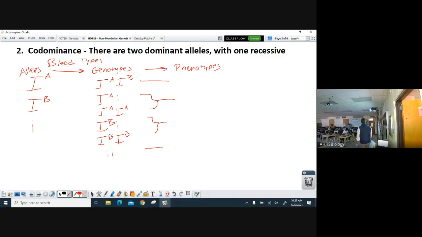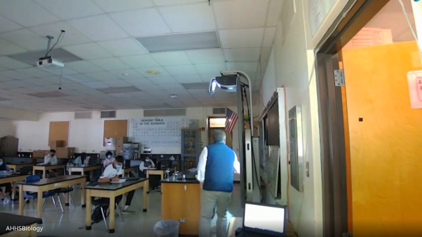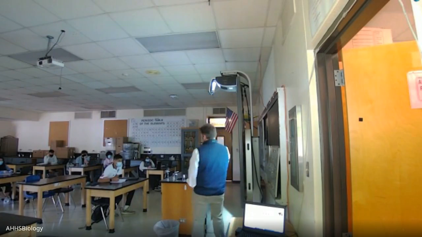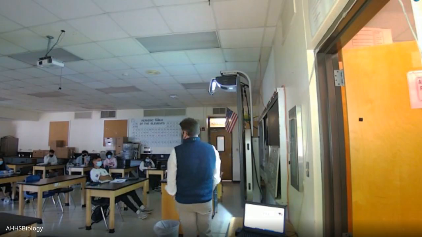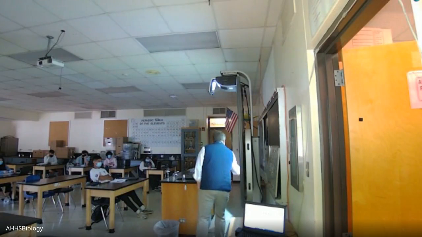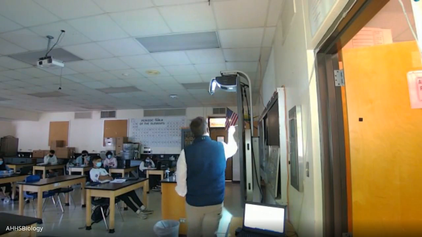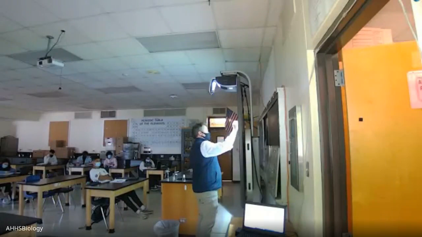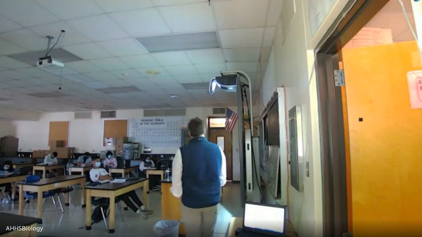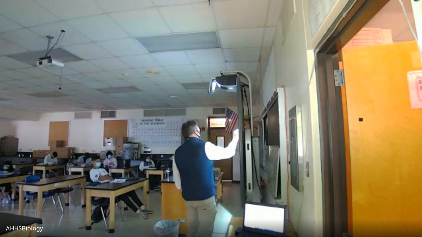If somebody gets the genotype of IAIB, what blood type will they have? Well, here's the 4 different blood types, right? I put them up here, and I actually don't know how much you guys would have learned. You've got A, B, AB, and O. So we've got blood type A, B right there. What about underneath here? A. And what about right here? B. And then what about right here?